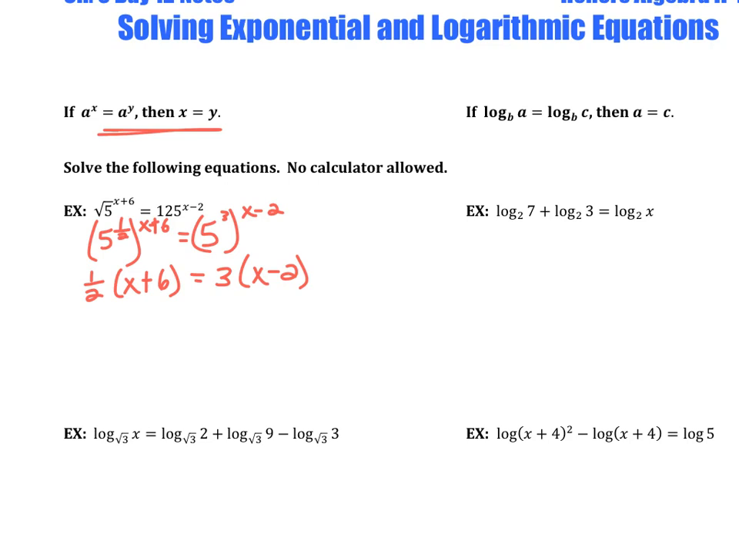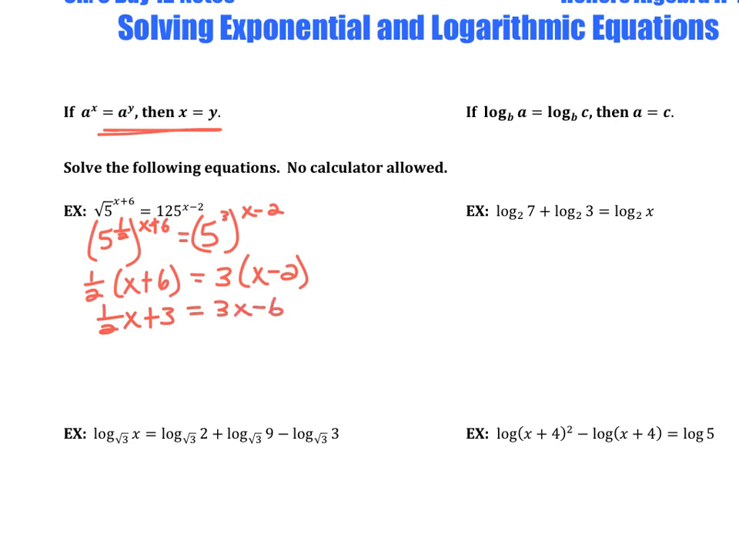But make sure you realize that you're multiplying them, number one. And number two, make sure that you realize that this 1/2 has to be distributed to the entire x plus 6, and this exponent of 3 right here has to be distributed to the entire x minus 2. All right, so if we go through and distribute, we'll have 1/2 x plus 3 is equal to 3x minus 6.